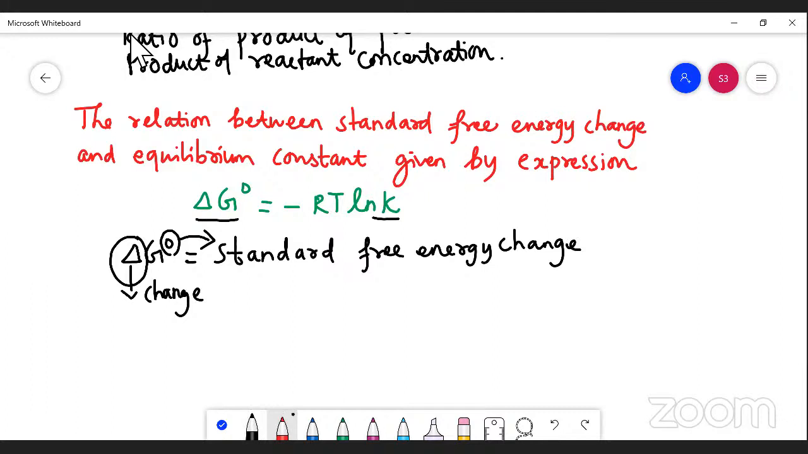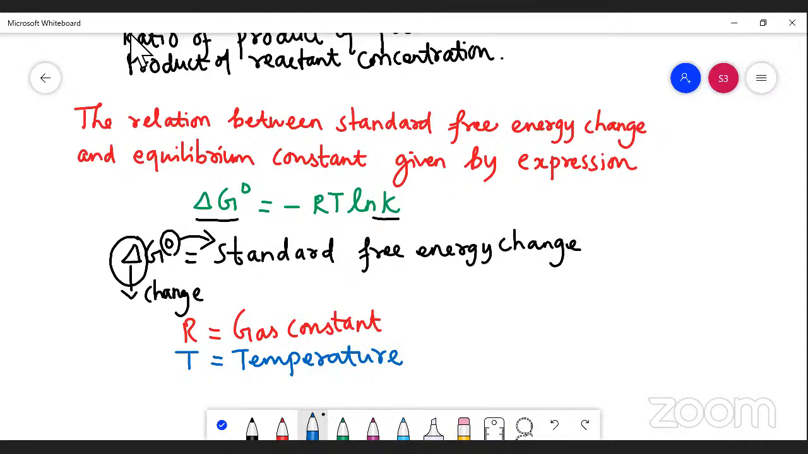And what is R? R we know is the gas constant. And here T is temperature, that is, how much temperature is involved in that reaction. Same way, K is known as the equilibrium constant. So del G naught equals minus RT ln K, where del G naught is the standard free energy change, R is the gas constant, T is the temperature, and K is the equilibrium constant. This mathematical expression gives a relation between free energy and the equilibrium constant.